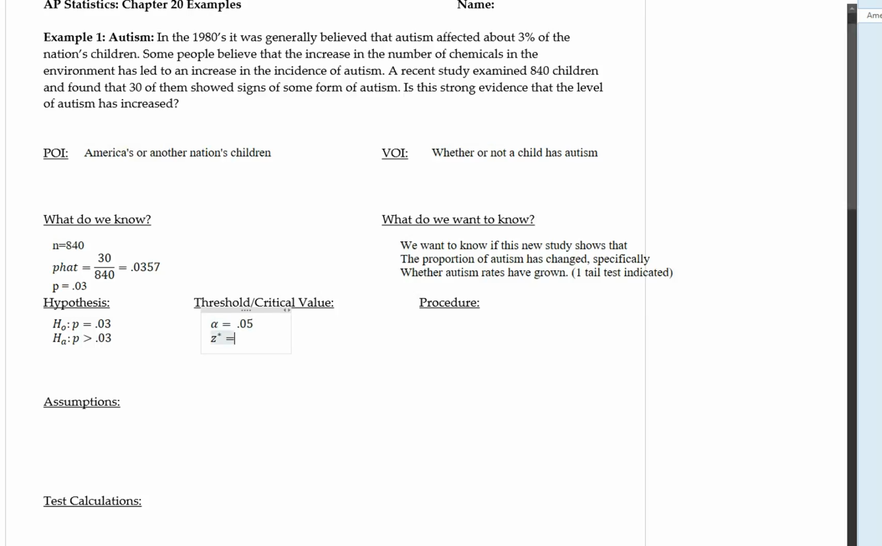I really wanted to talk a little bit about another way to actually decide your rejection rule here. This is kind of more old school.